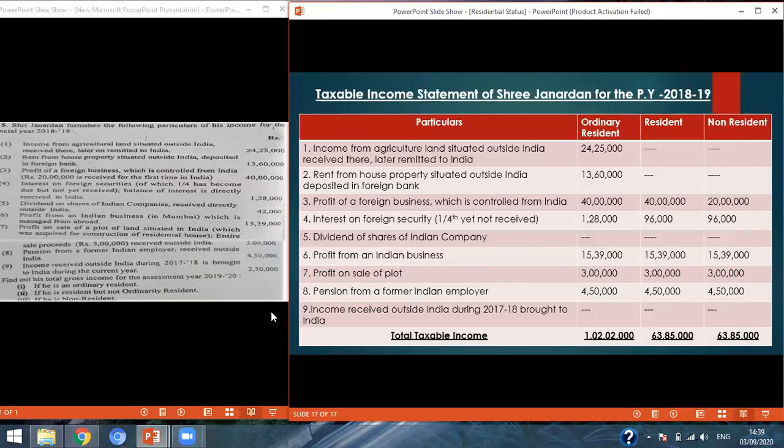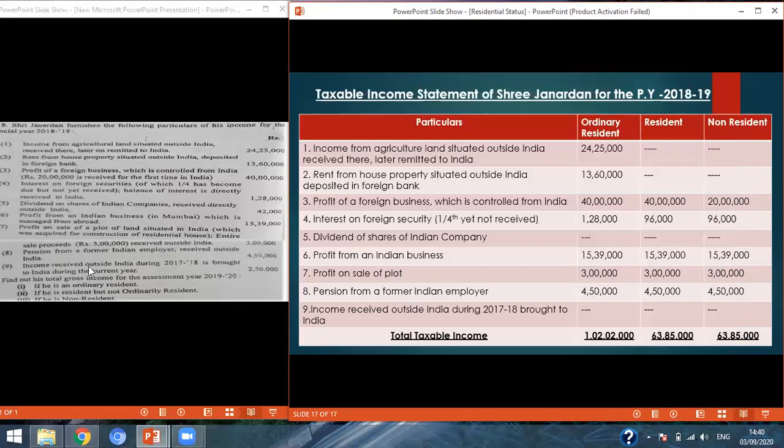Then pension from a former Indian employer received outside India. Whether we received it outside India or in India, the income is from a former Indian employer. Employer means our former company, in which we worked in previous years. That is our Indian company, so we are earning in India. Any income we earn in India is taxable for all. So 4,50,000 is taxable for all.